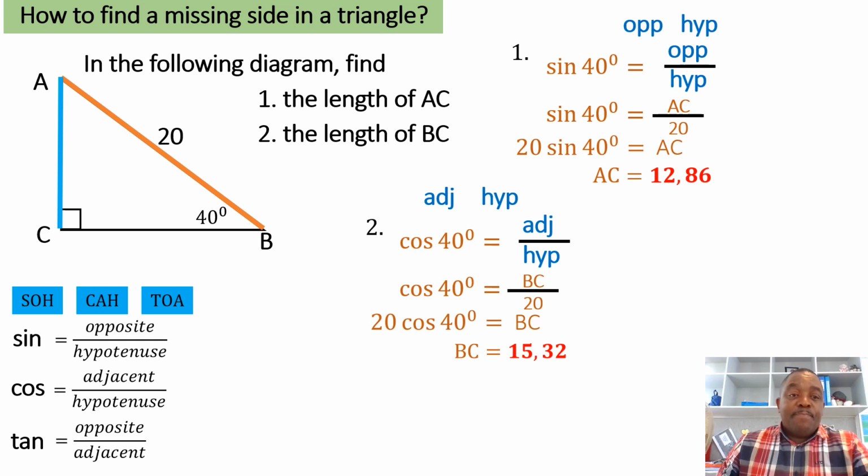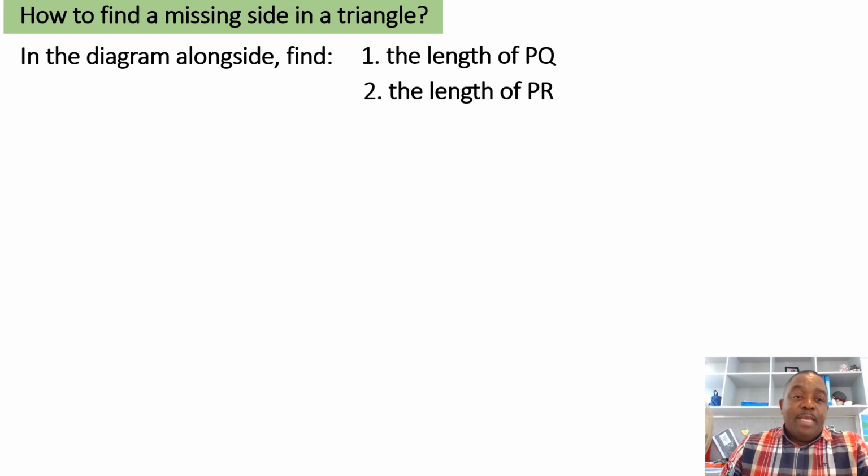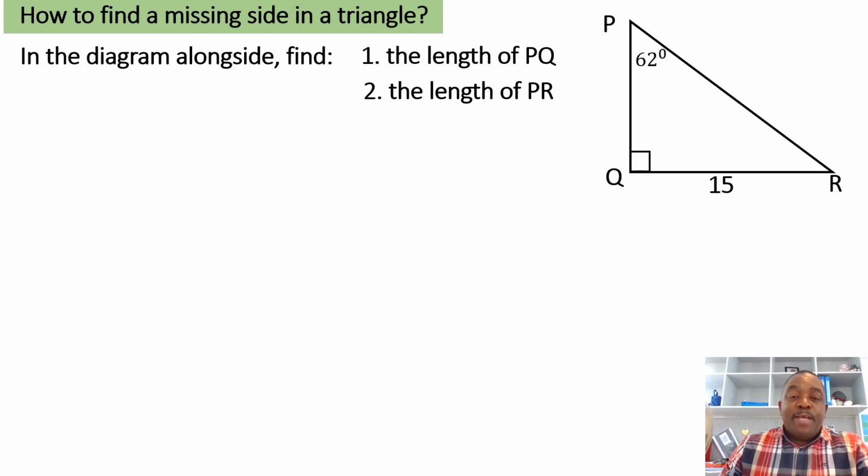Pretty easy, straightforward. Let's look again at another scenario, and here we're given a diagram, and we're asked to find the length of PQ and the length of PR. We're given the angle P as 62 degrees and the length of QR as 15. And remember, when you're using your trig ratios, you just need two things in order to get what you're looking for. In this case, an angle and another side is good enough to help us find a missing side.